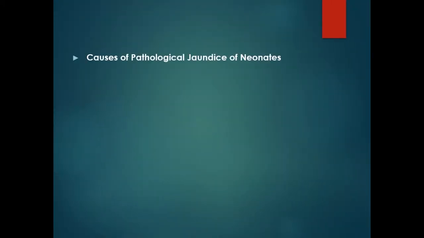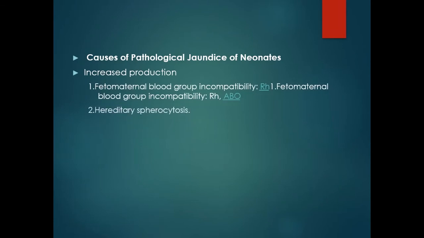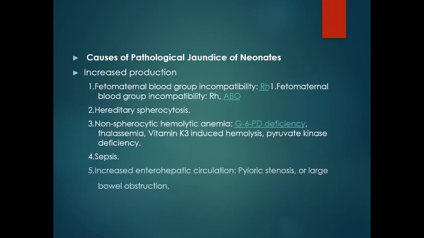Pathological jaundice of the neonate: increased production, feto-maternal blood group incompatibility, either rhesus or ABO or other blood group incompatibility, hereditary spherocytosis, non-spherocytic hemolytic anemia like G6PD deficiency, thalassemia, vitamin K3 induced hemolysis, pyruvate kinase deficiency. Number 4, sepsis. Number 5, increased enterohepatic circulation like pyloric stenosis or large bowel obstruction.